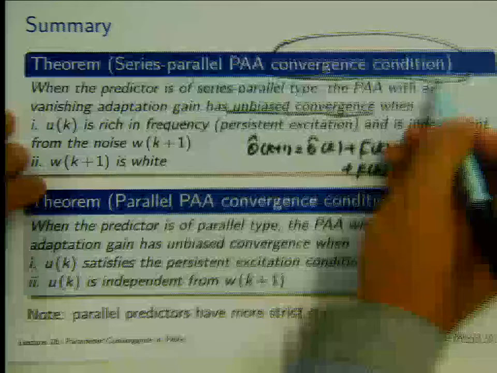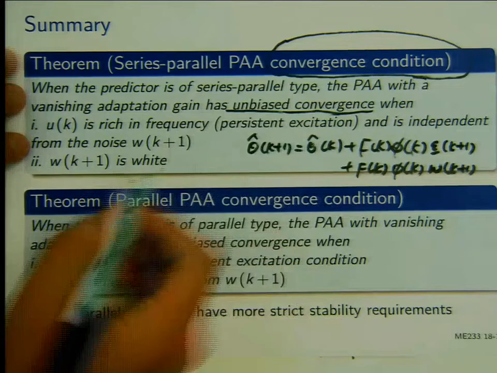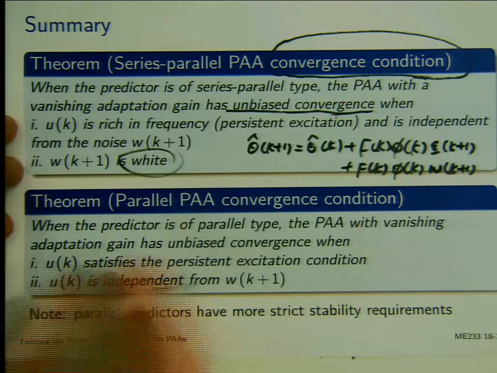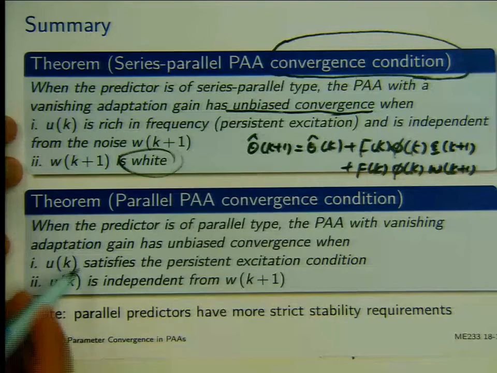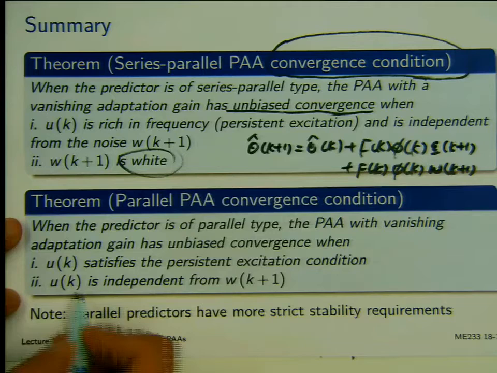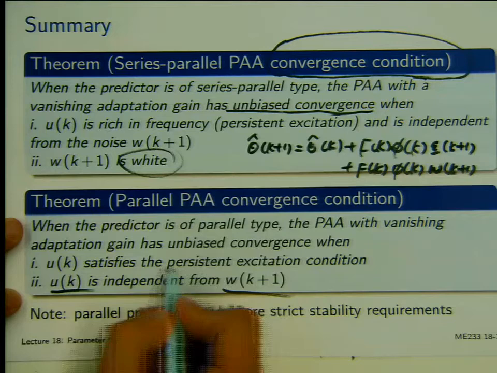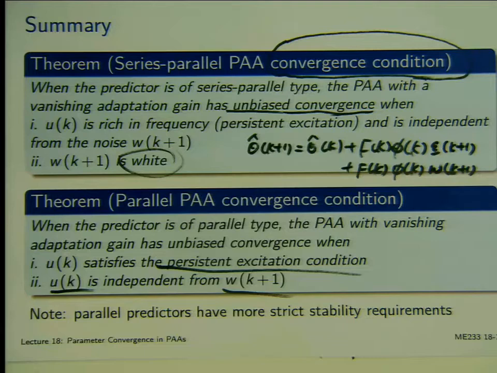So that's the first case, and we have seen that this can be difficult. That's why we do parallel PAAs. And it turns out the convergence condition is more relaxed. We have seen that we need u_k to be independent from w_k, and u_k satisfies the persistent excitation condition. So these are very nice. We don't have whiteness assumptions.